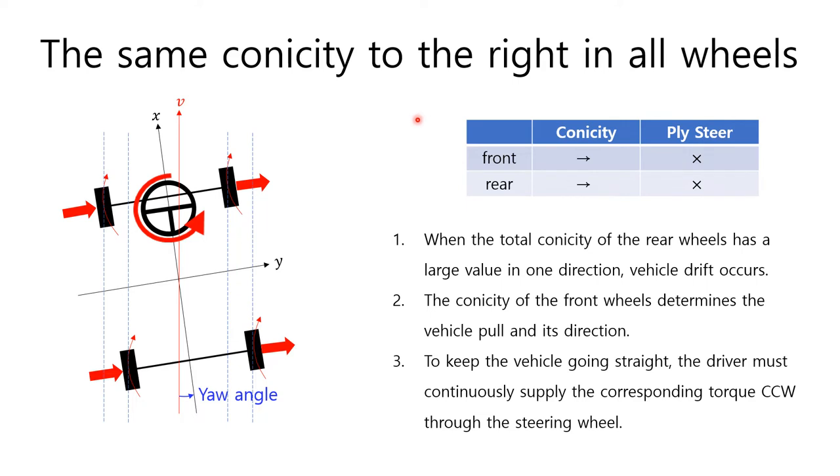What happens if all wheels have the same conicities to the right? When the total conicity of the rear wheels has a large value in one direction, a vehicle drift occurs. The conicity of the front wheels determines the vehicle pull and its direction. To keep the vehicle going straight, the driver must continuously supply the corresponding torque counterclockwise through the steering wheel.